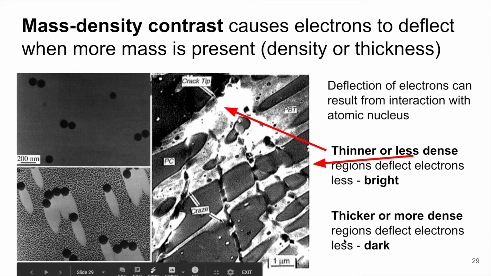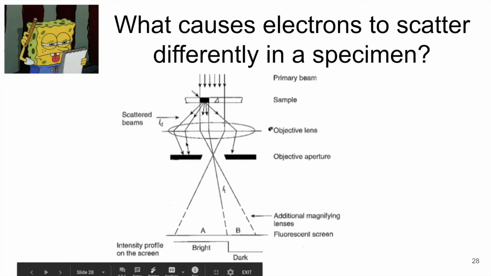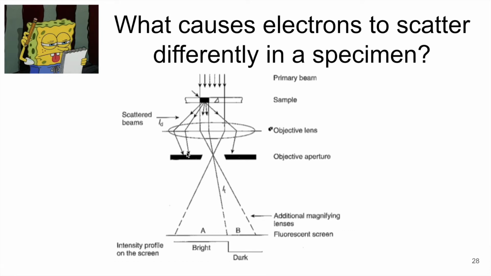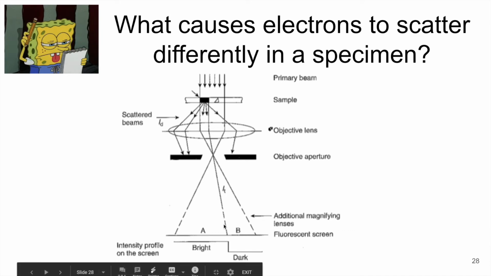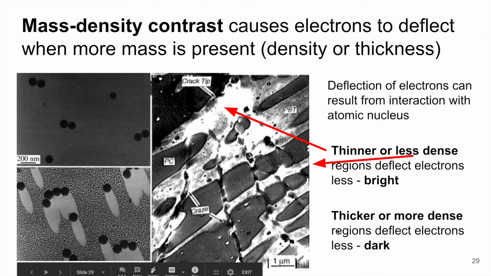And this is an error here. It should say more. And so they deflect more. And if you think back to this image here, they're scattering onto the back of the aperture. And so less make it to this point. So again, the error here, this should say more.